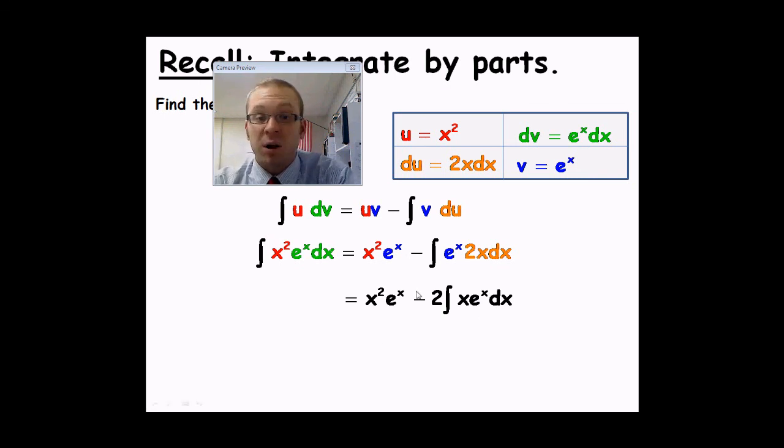Integration by parts, part of this is integrated, the x squared e to the x is done, and then we ended up with a new integral that is actually easier to compute. Integral of x e to the x dx. The reason that this is not an ideal situation, and you'll remember this from yesterday, this integral of x e to the x dx, the only way to integrate this one is once again by using integration by parts.